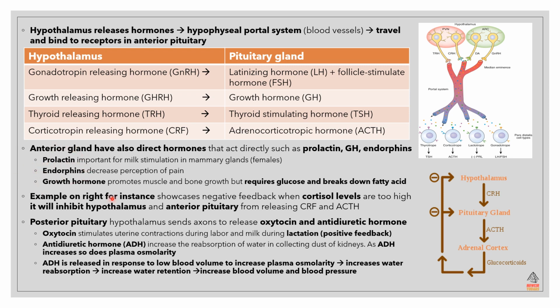And the growth hormone promotes muscle and bone growth, but it requires glucose and the breakdown of fatty acids. So we said we're going to be speaking about negative feedback. On the right, we'll take an example. Let's say the cortisol levels, or the glucocorticoid levels, are too high. They're being produced too much.